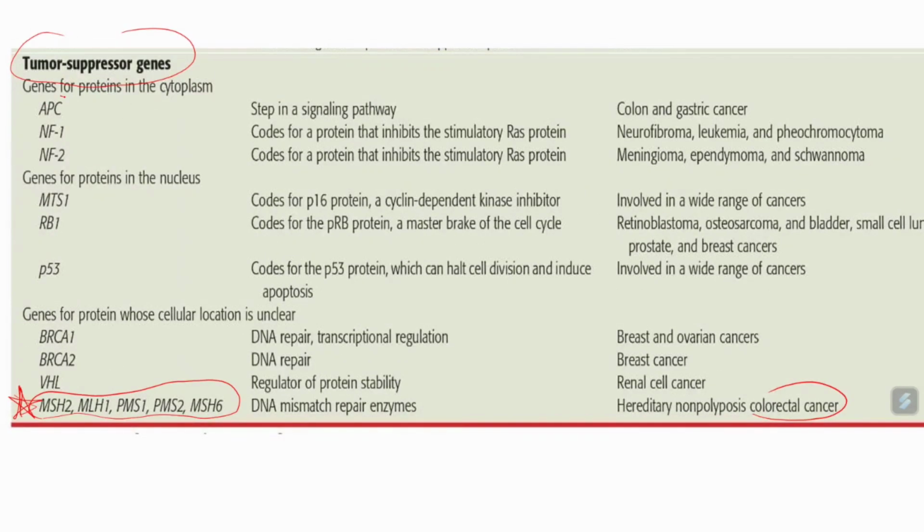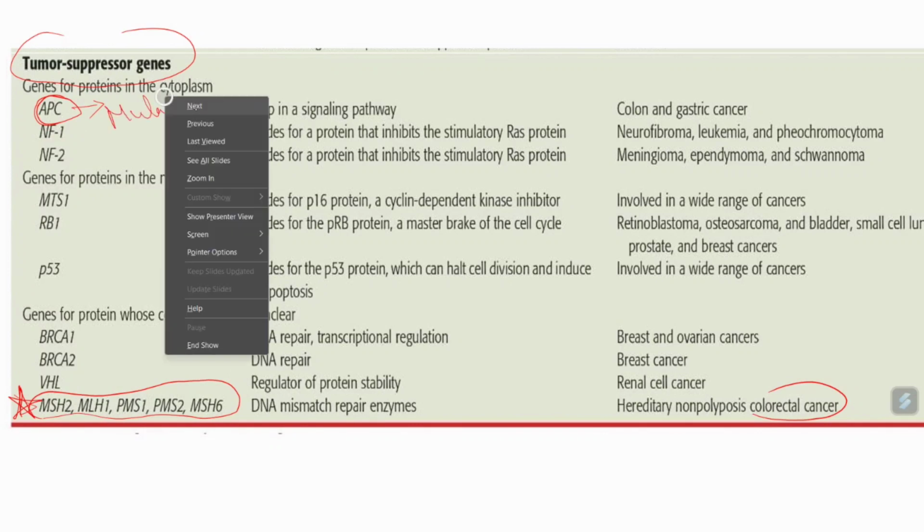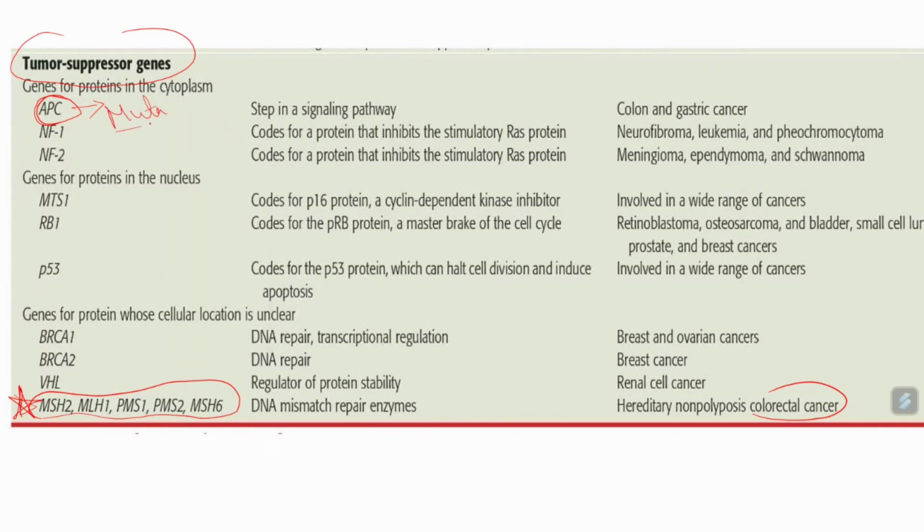See, the APC gene is a tumor suppressor gene. If this gene has a mutation, what happens? The protective or tumor suppressor activity of this gene will stop. Now I'll try to explain this.